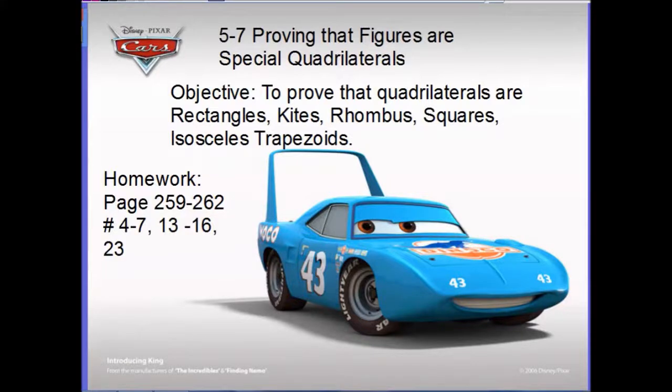Welcome to Section 5.5, proving that figures are special quadrilaterals. Our objective is to prove that quadrilaterals are rectangles, kites, rhombuses, squares, and isosceles trapezoids.